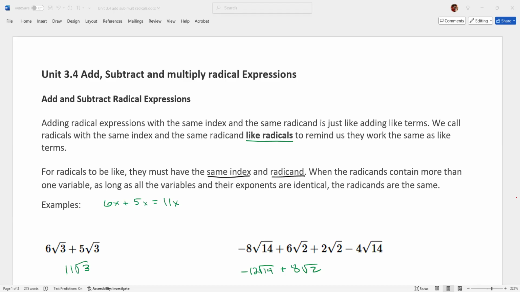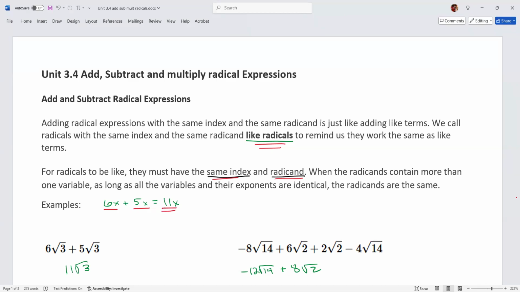Okay, so the key thing here is to understand the idea of like radicals. To be like radicals, they have to have the same index, in other words square root, cube root, fourth root, and the same radicand, that is the number underneath the radical. If they are exactly the same, then you can add or subtract them because they're like terms, right? Just like we know that 6x plus 5x, well, what is x? X is just some unknown value, but because we call them both x, we know that they're the same value. So we're free to add those up and say that's 11x.